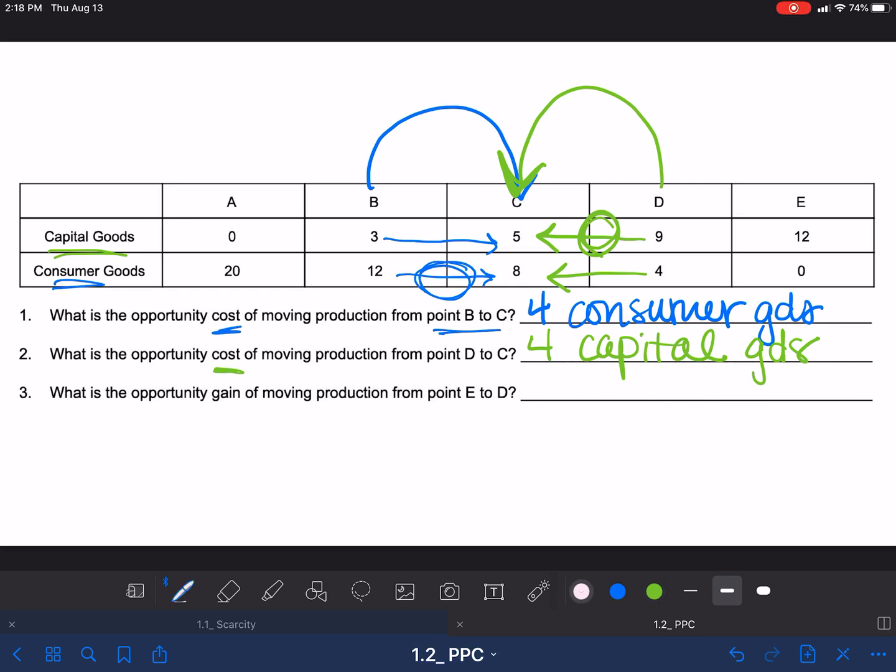Now let's look at number 3. What's the opportunity gain of moving production from E to D? So we're starting at E and we're going to D, 12 to 9, and then 0 to 4. We're looking at the opportunity gain. So what did we benefit from moving from E to D? So 12 to 9 is a loss and 0 to 4 is a gain. So we gained 4. 4 of what? Consumer. And that is how you determine the opportunity costs and opportunity gains from a production possibilities curve.